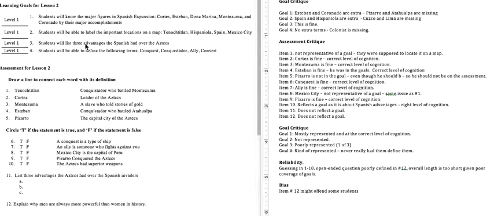If I look at goal 3, students will list 3 advantages that Spain had over the Aztecs. That's fine. There were 3 mentioned. Goal 4 is that students will be able to define the following terms: conquest, conquistador, ally, and convert. That's fine. There are no extra terms except colonist is missing. So that's my goal critique.